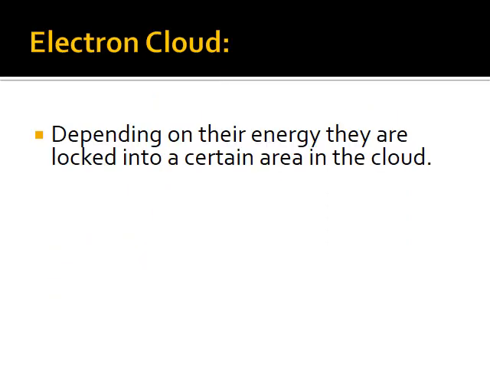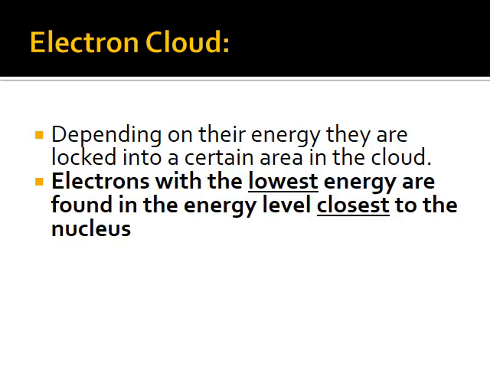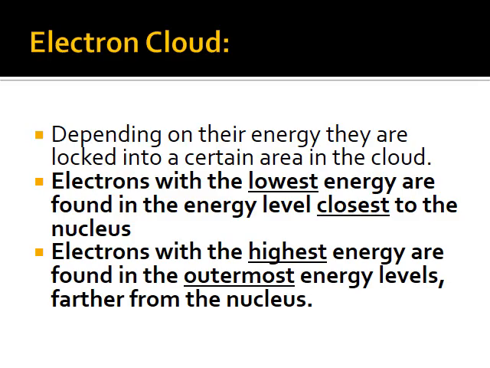So, depending on their energy, they are locked in certain areas of the cloud. They have to have certain energies to be a certain distance from the proton. So, electrons with the lowest energy are found in the lowest energy level, closest to the nucleus. And electrons with the highest energy levels are found in the outermost layers of the atom.